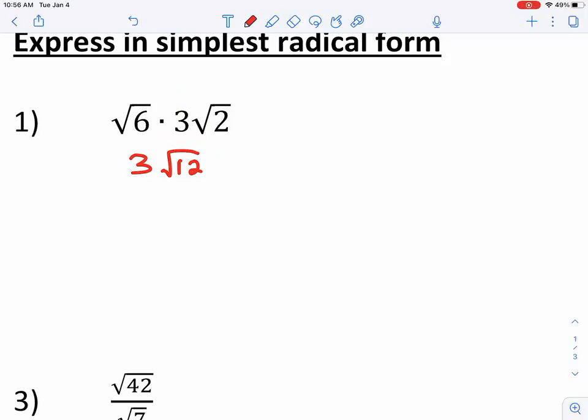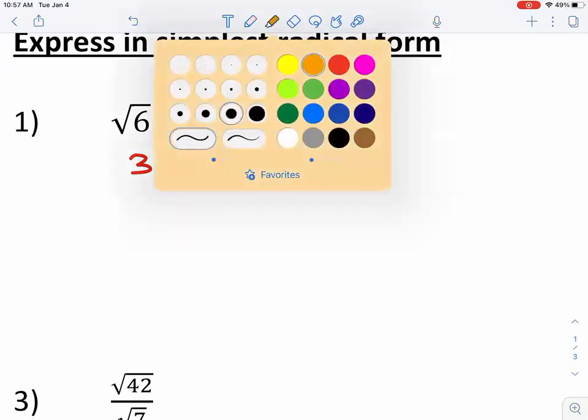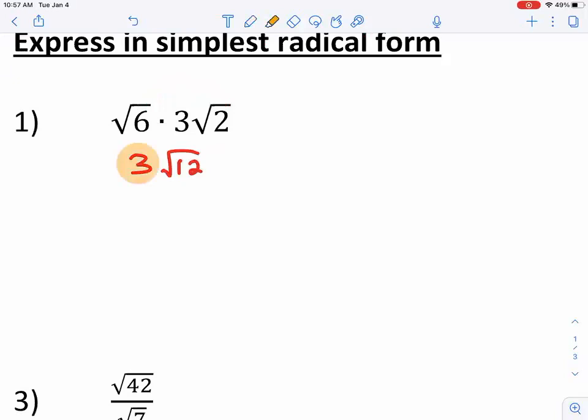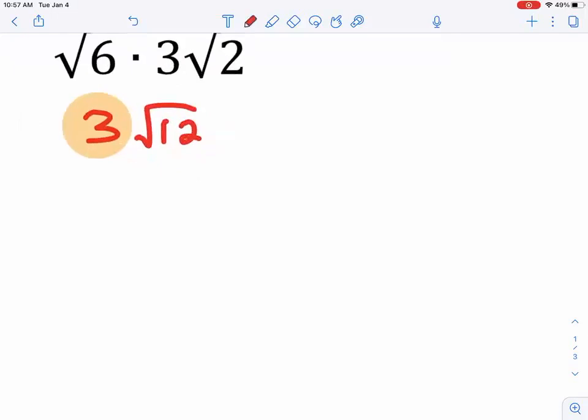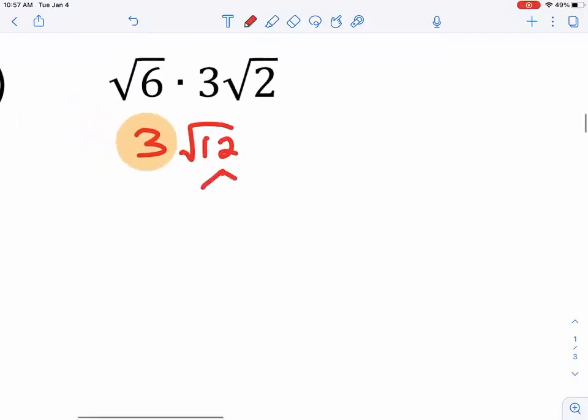And now it looks just like one of the problems that we were doing. The 3 we're going to leave for the end. And we're going to take the 12 and do our factor tree. So I know that that could be 2 and 6. 2 is a prime. And then 6 would be 2 and 3. So I have it down to all prime numbers.